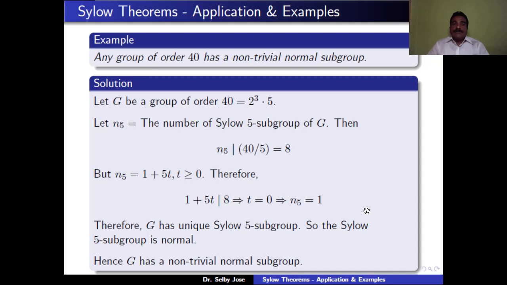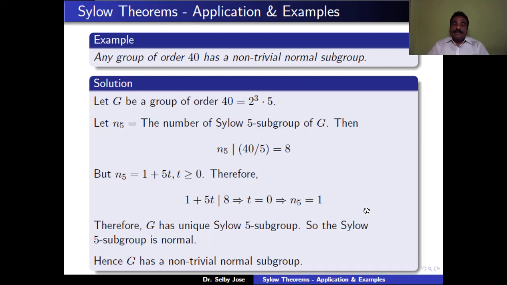So let G be a group of order 40, and 40 is equal to 2 cube into 5. Therefore G has a Sylow 2-subgroup and a Sylow 5-subgroup. Let N5 be the number of Sylow 5-subgroups of G. Then N5 divides the index of P in G, where P is a Sylow 5-subgroup. Therefore N5 divides order of G upon order of P, which is 40 upon 5, which is equal to 8. That means N5 divides 8.